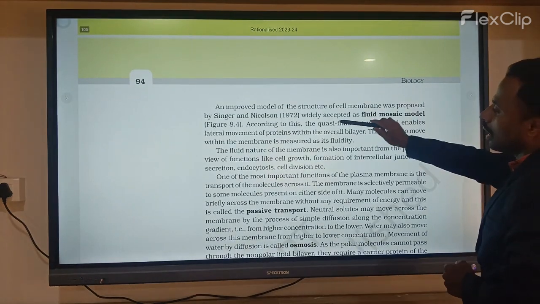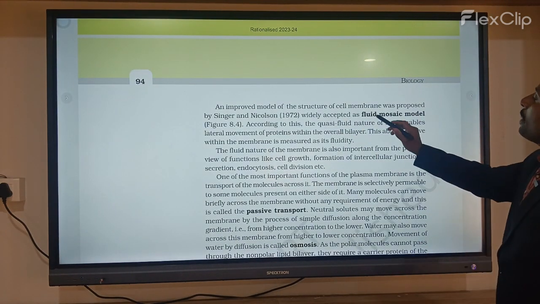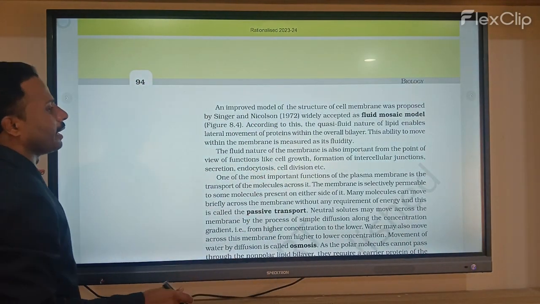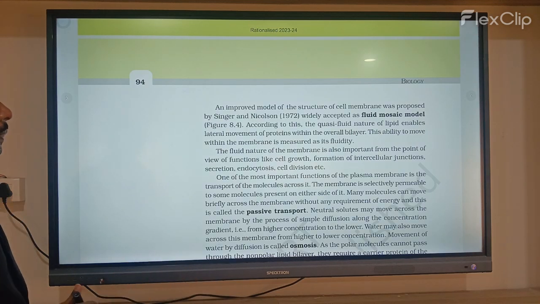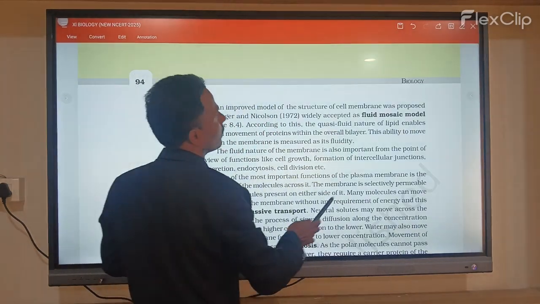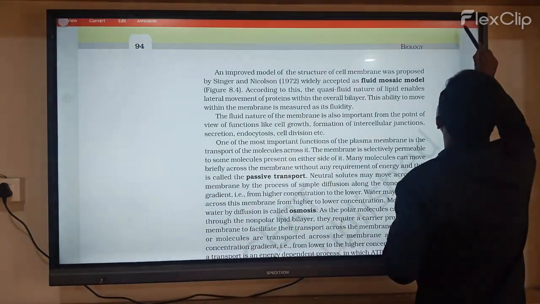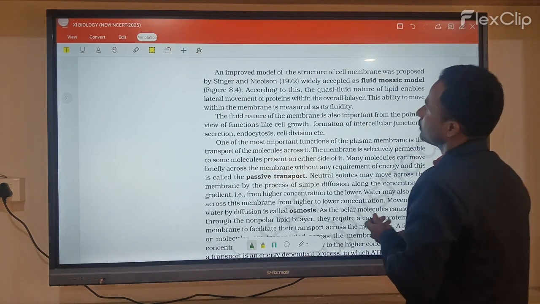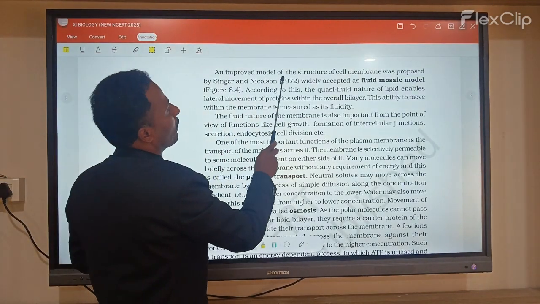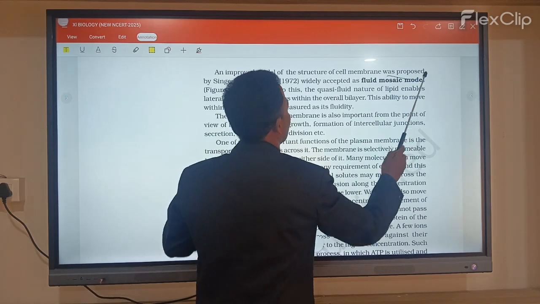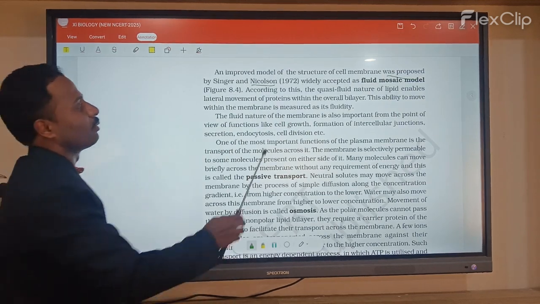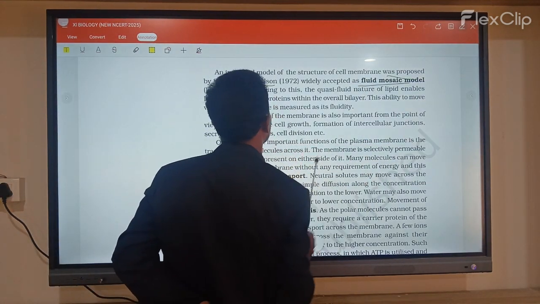Now, an improved model of the structure of the cell membrane was proposed by Singer and Nicholson. The scientists were whom? Singer and Nicholson, and it is widely accepted as the fluid mosaic model.